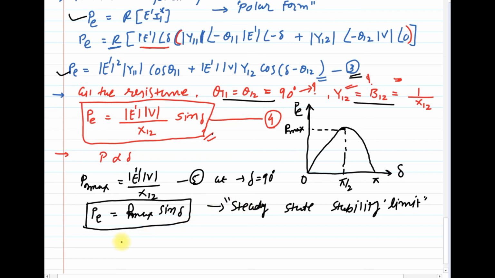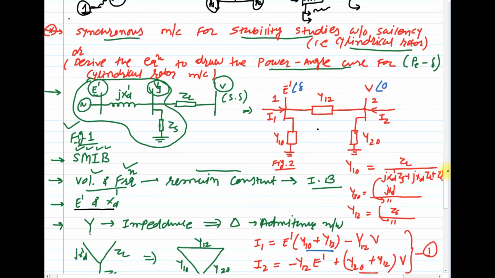One more question I will ask: in the practical case, what is the value of delta, that is, the power angle? You have to find that out by yourself. Clear? In the next session we will see the same machine modeling, but considering the effect of saliency, that means for the salient pole machine.